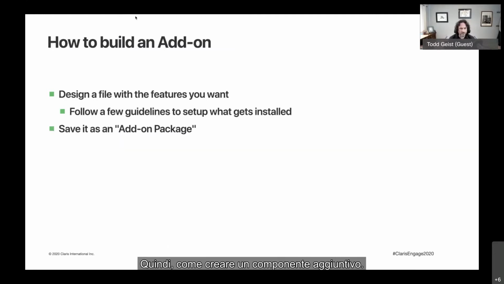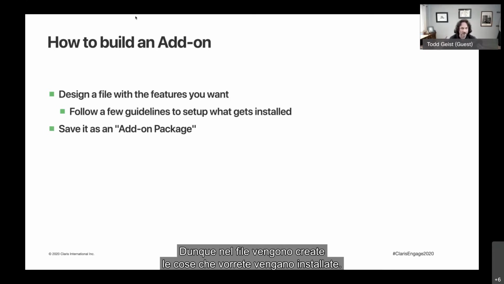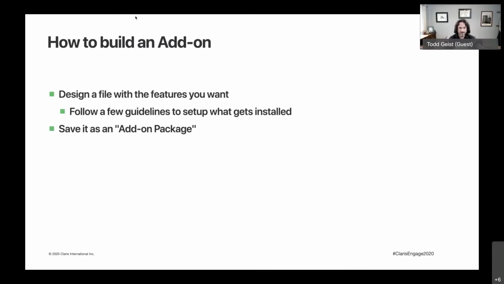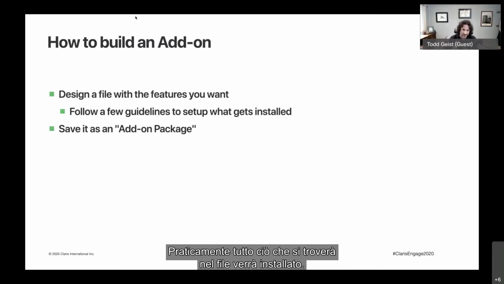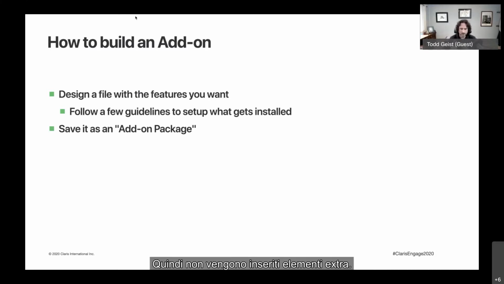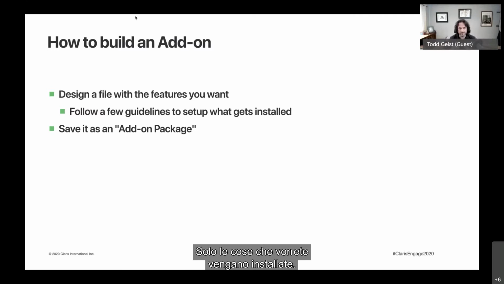All right, so how to build an add-on. From a high level, you're going to design a file with the features you want. The thing that you want to get installed is going to be built in the file. Pretty much everything within that file is going to get installed, so you don't want extra things in there. You only want the stuff that you want installed. And that's really it.